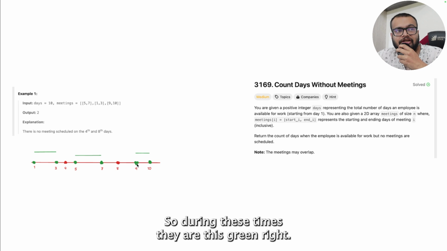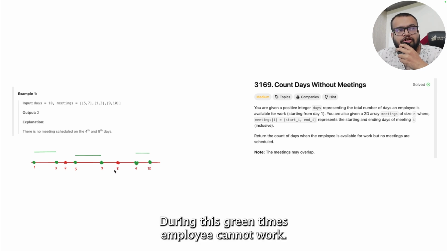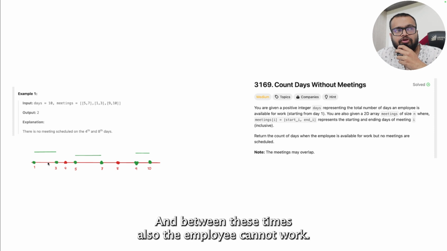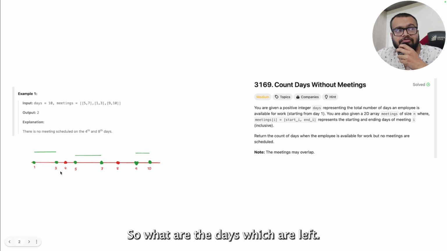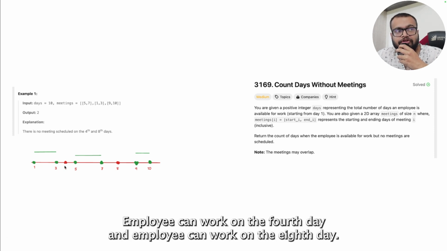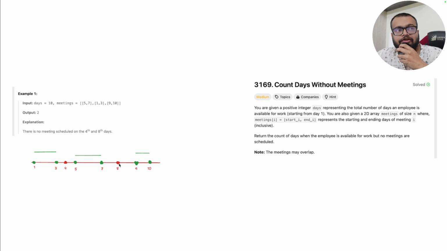So during these green times the employee cannot work, and between these times also the employee cannot work. So what are the days which are left? The employee can work on the 4th day and on the 8th day. So there are 2 days on which the employee can work. This is what we need to output.